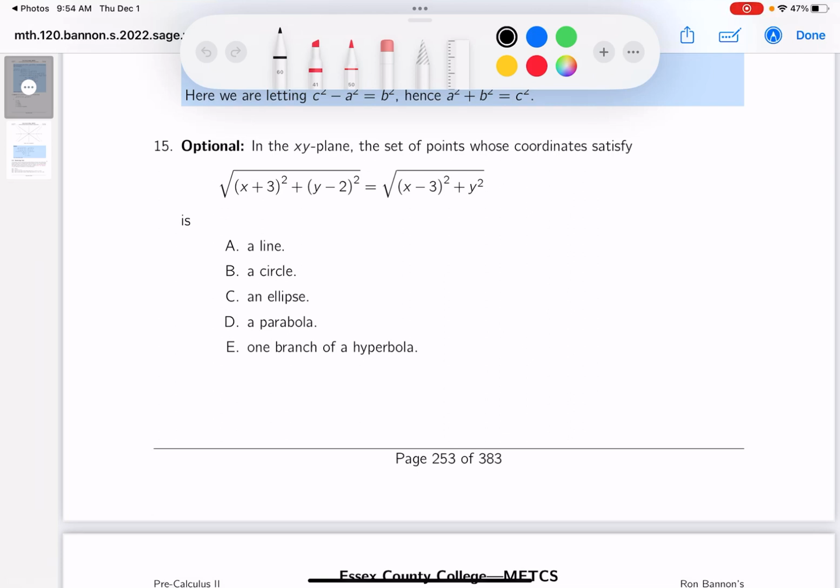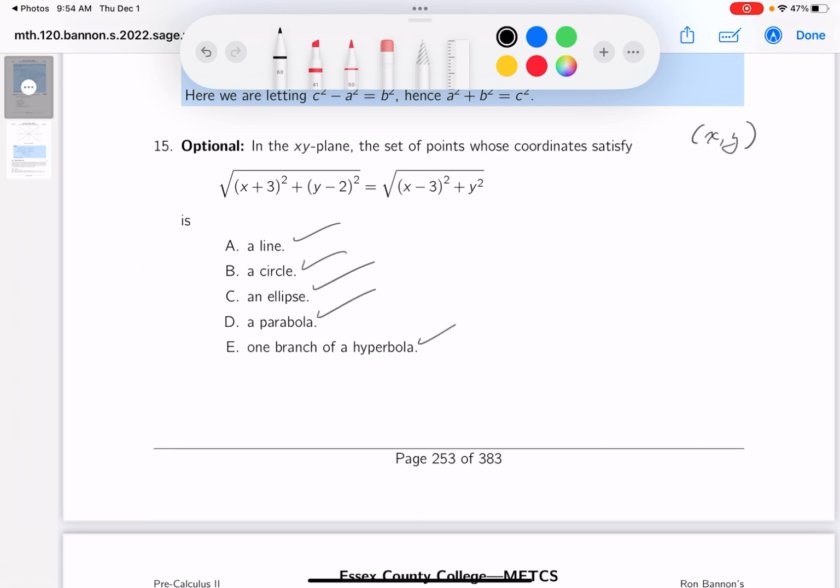Again, it's an optional question. You're given an equation, and they're asking you for the set of points. Well, the set of points would be x, y. And certainly we're not looking for you to plot the points. We're looking for you to determine, if you were to plot all the points, would it be a line, a circle, an ellipse, a parabola, or some branch of the hyperbola.